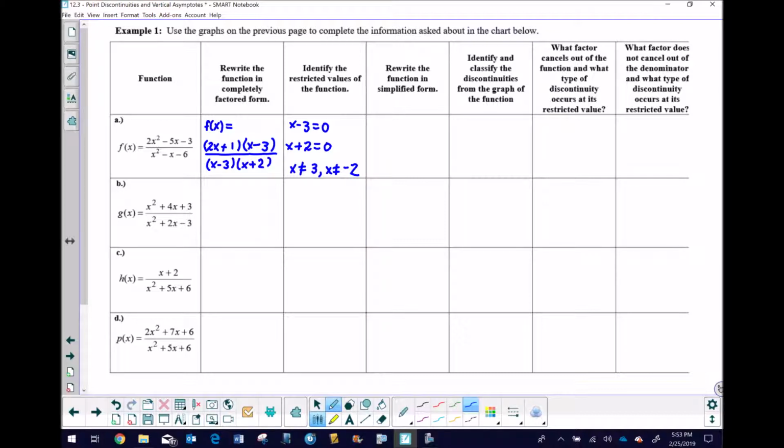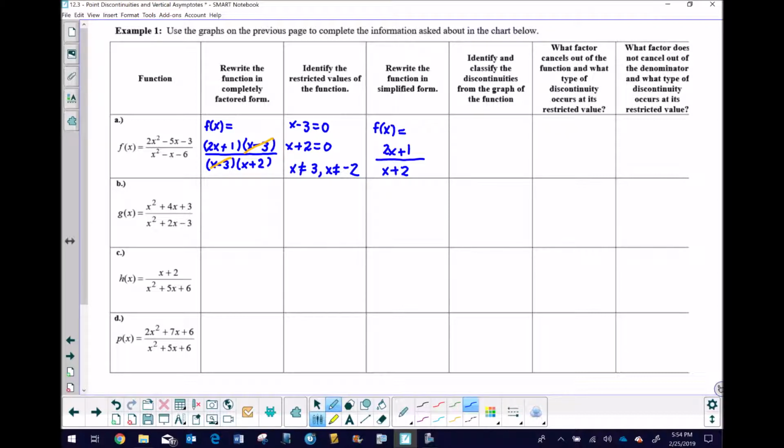Now, in the third column, it says to rewrite the function in simplified form. So we'll take f of x equal, and then we look and see, do any cancellations take place? And I'm going to go ahead and go back to this first column, and I'll use a different color to cancel my common factors of x minus 3. And we see that what we've got left is a 2x plus 1 in the numerator, and of course an x plus 2 in the denominator. Well, that's all that third column is asking for. We move to the fourth column.